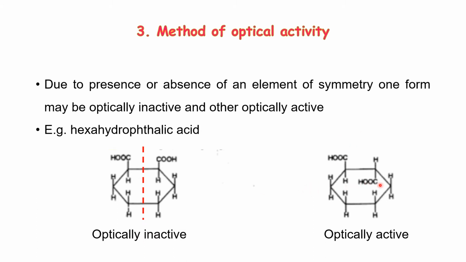Wherein if I draw a plane, say horizontal, vertical, diagonal, in any way it is not possible. Even if I try to draw a center over here and try to match the distances, it is not possessing center of symmetry. Even if you try to rotate it and see the reflection, it is not possessing alternating axis of symmetry. So this compound, because of lack of symmetry elements, is optically active. When you place it in polarimeter, it will show optical rotation, and this will be optically inactive.